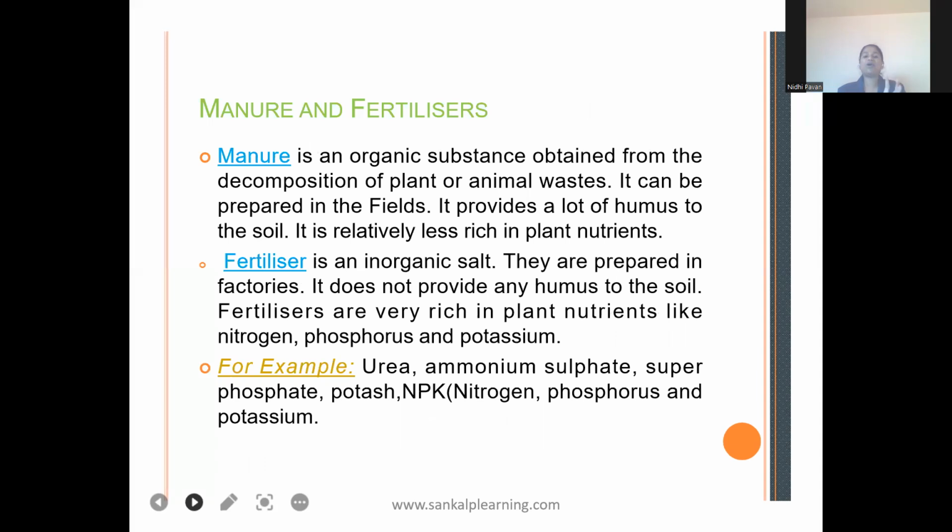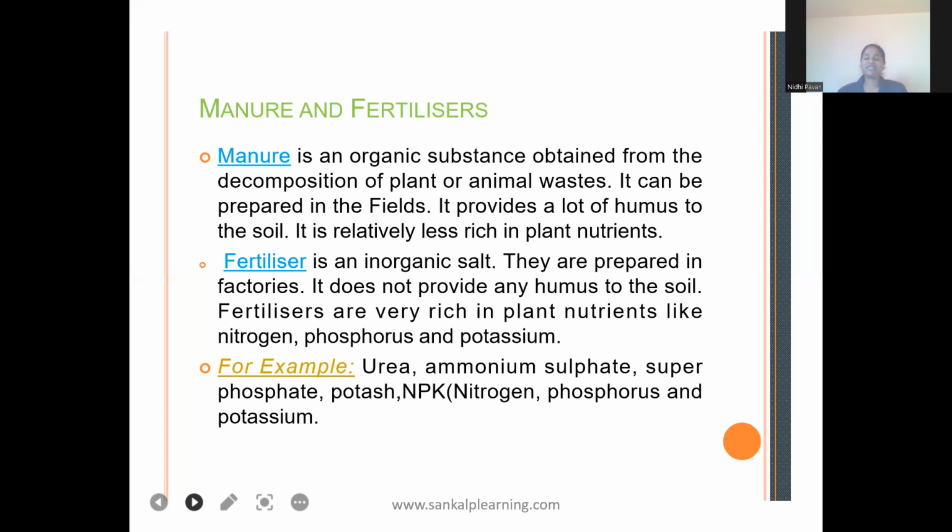Manure is an organic substance. It majorly consists of human waste or excreta and plant waste. The decomposition or decaying of human waste and plant waste leads to the formation of manure. This manure can be prepared in the field itself and it provides a lot of humus. Humus means a lot of organic matter rich in nutrients to the soil. It is relatively less rich in plant nutrients.